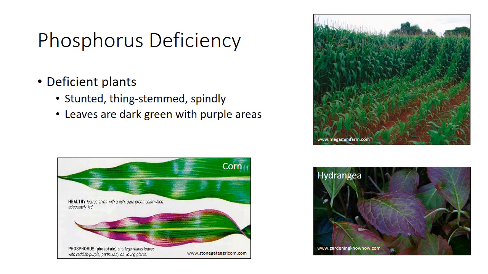Plants that are deficient in phosphorus will exhibit some symptoms including stunting, or they might be thin-stemmed and spindly looking plants. Leaves are also generally more dark green with purple areas, like you see in the picture on the left with the corn, and the picture on the right with a phosphorus-deficient hydrangea plant. Purple colors are one of the sure signs of phosphorus deficiency.